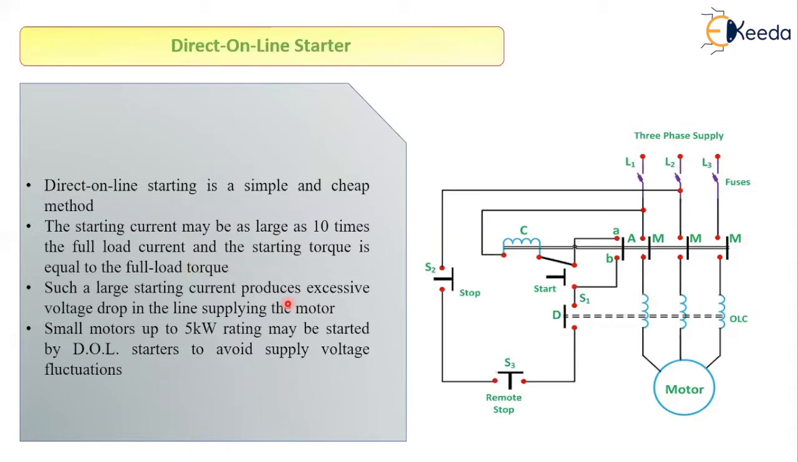Now, which motors use this type of starter? This type of starter is used for small rating motors, that is up to 5 kilowatt. It can be started by a DOL starter.